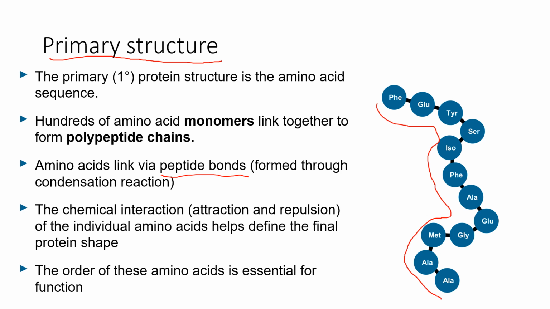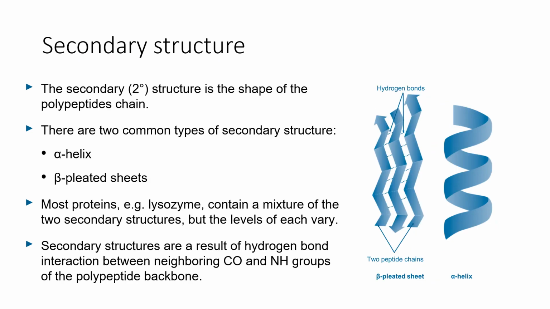So some proteins can actually just be this. They don't go through any other folding or anything like that. But this order, okay, the order of these amino acids is really, really important for how it's going to function. And later on, when we look at mutations and things like that, you'll see how this order changing can severely impact a protein. All right, so the primary structure is just the amino acid sequence that is joined by peptide bonds. We then go into our secondary structure.